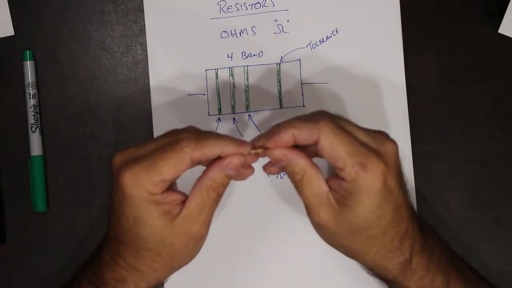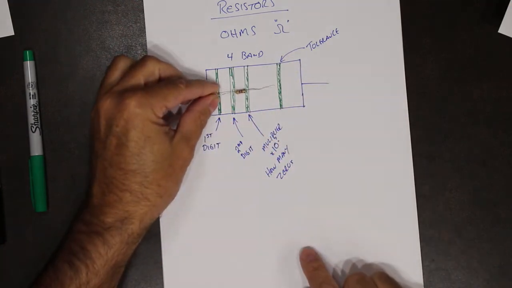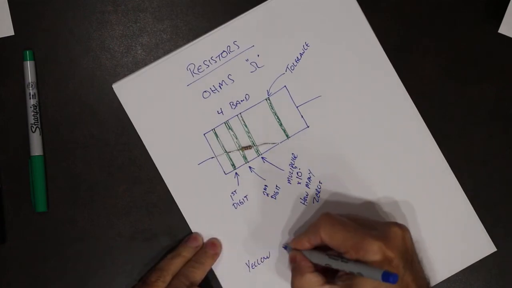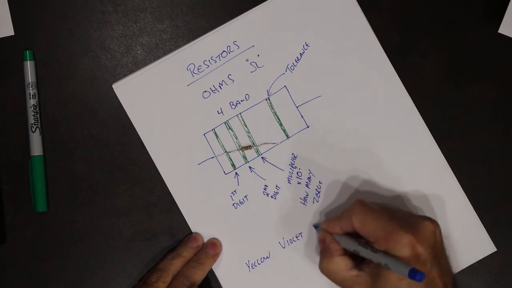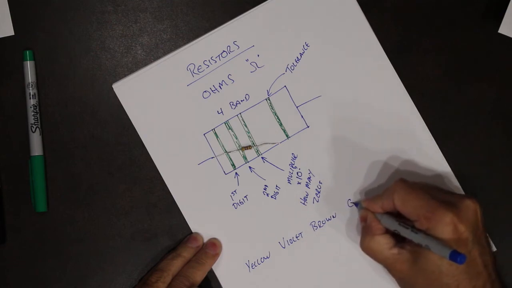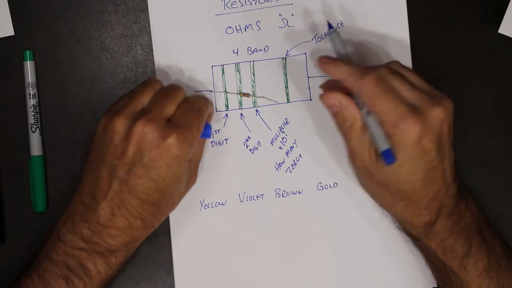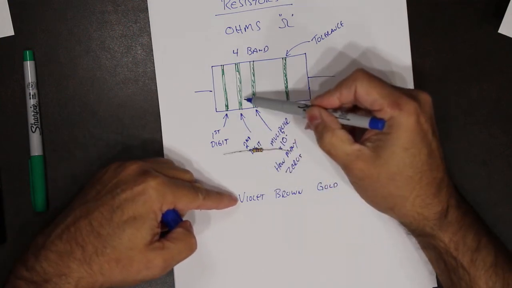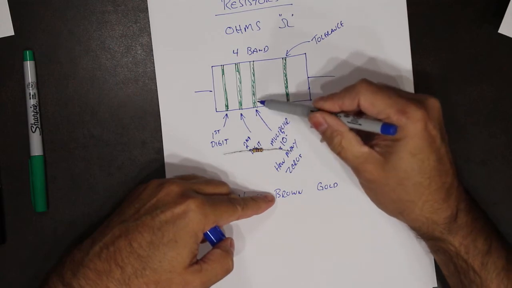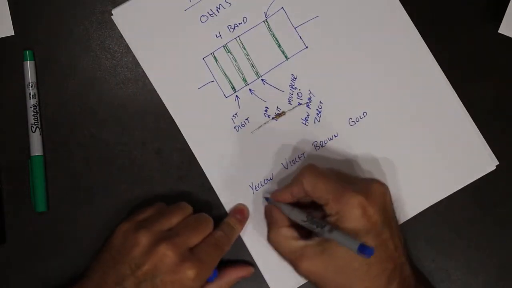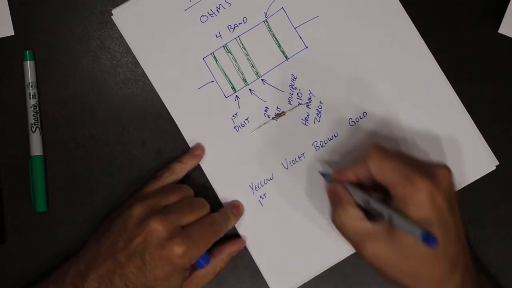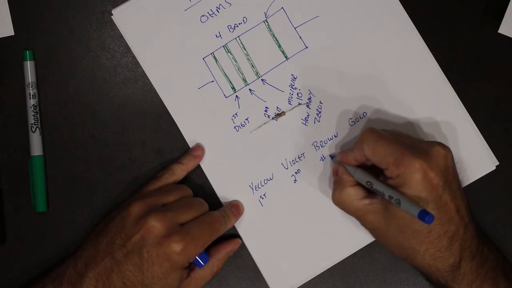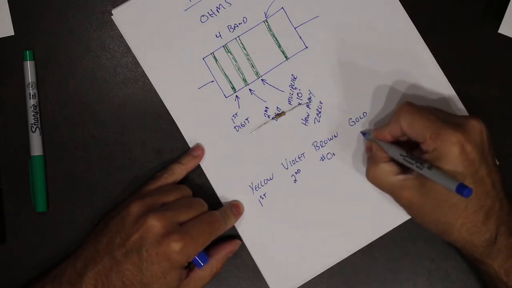So this resistor that I have in my hand here, the colors are yellow, violet, brown, gold. So the first band of color is yellow, the second band is violet, the third band is brown, and the fourth band is gold. So yellow is our first digit, violet is our second digit, brown is our number of zeros, and gold is our tolerance.